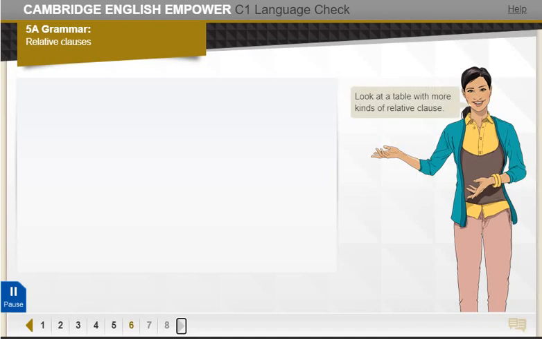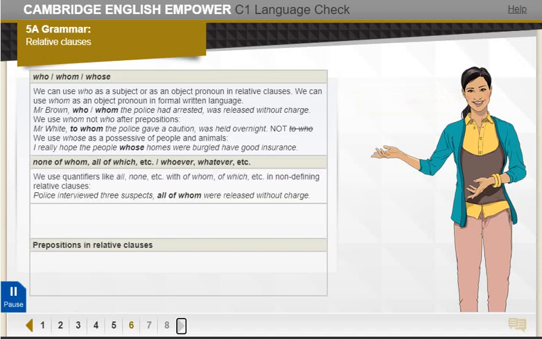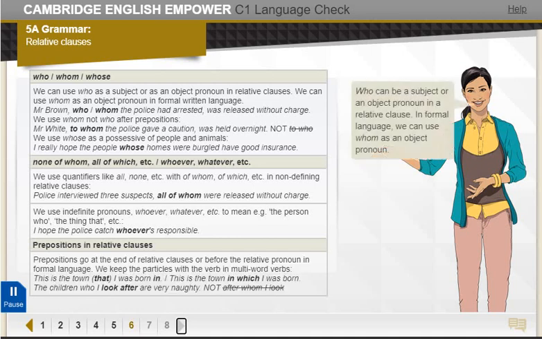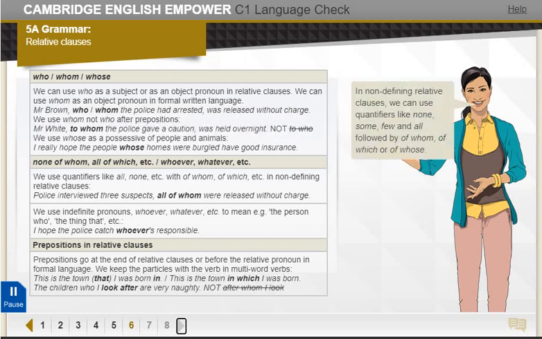Look at a table with more kinds of relative clause. Who can be a subject or an object pronoun in a relative clause. In formal language, we can use whom as an object pronoun. Whom is also used after prepositions. In non-defining relative clauses, we can use quantifiers like none, some, few, and all, followed by of whom, of which, or of whose.